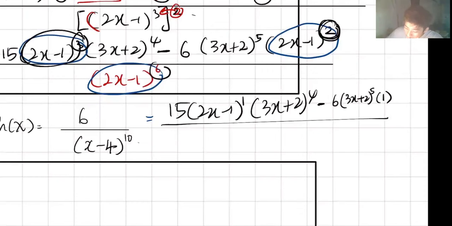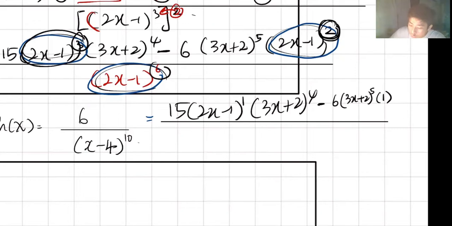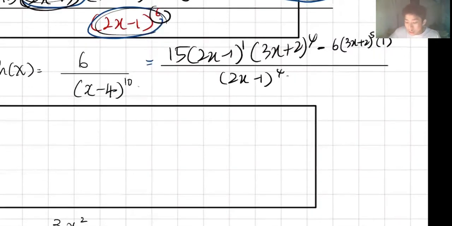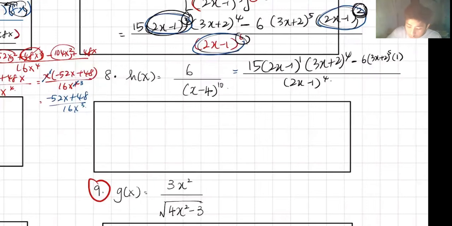Divided with what? Because I said these 3 things you have to take out with power of 2. So 2x minus 1 power of 6, I take out power of 2, I'm left with power of 4. Don't forget, 2x minus 1 to the power of 4. So actually you have done it. This is your final answer. This one you don't have to highlight at the back.